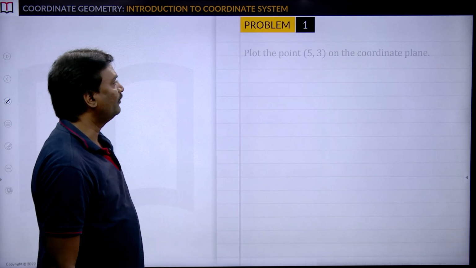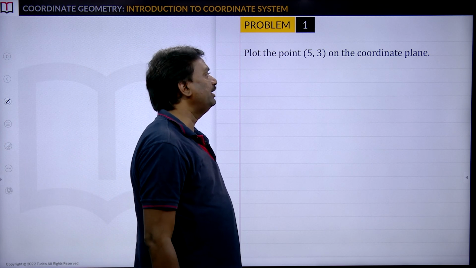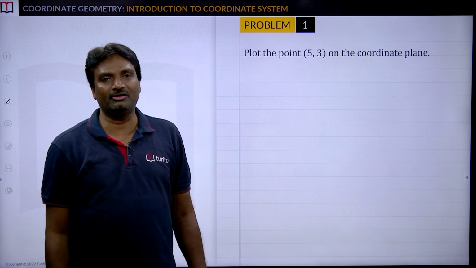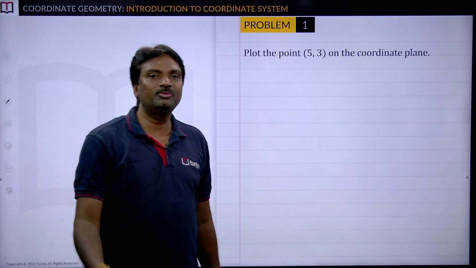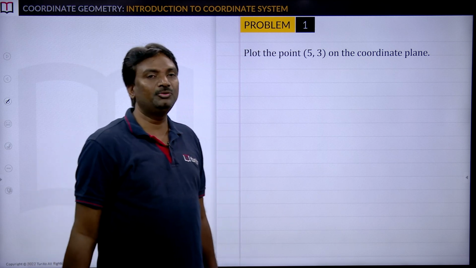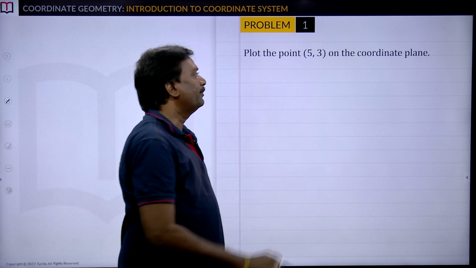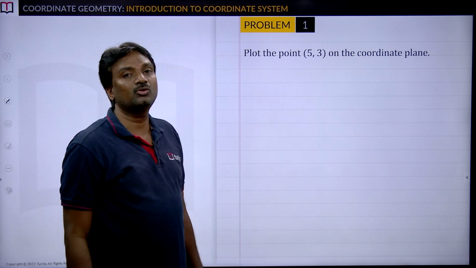Now problem number 1. Plot the point (5, 3) on the coordinate plane. So we can just draw a rough figure. If possible you can take a scale. By using a scale and pen, you can draw two perpendicular lines. Plot the point (5, 3) on the coordinate plane.